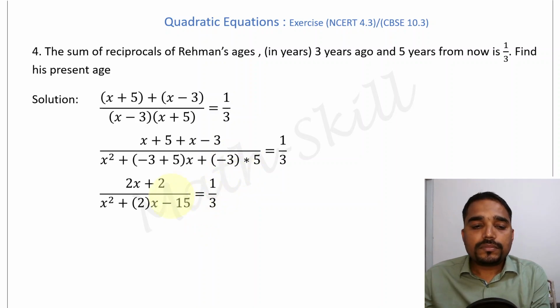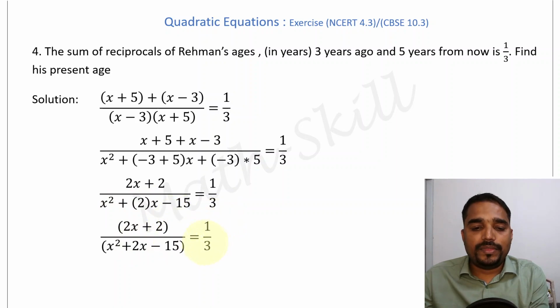Now, in order to simplify, the numerator would remain as it is in the next step, that is 2x plus 2, divided by x square plus 2 into x is 2x minus 15, as it is equal to 1 by 3. Now, these terms can be simplified further by cross multiplying. Now, let us cross multiply the terms. So, 3 would get cross multiplied to the numerator and 1 would get cross multiplied to the denominator terms.